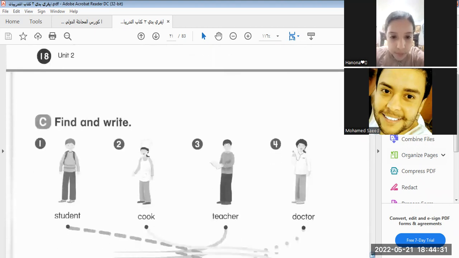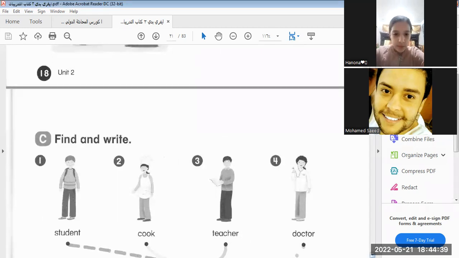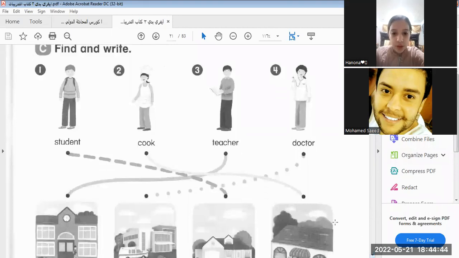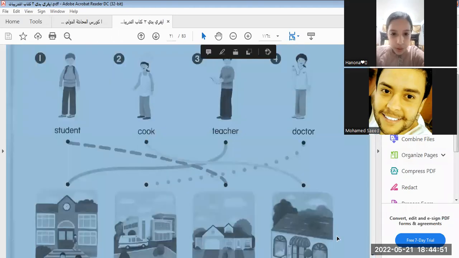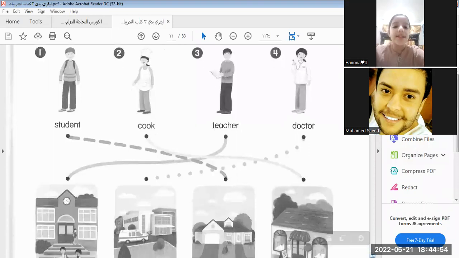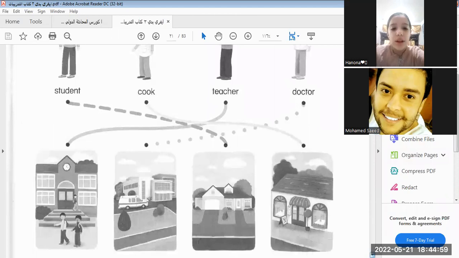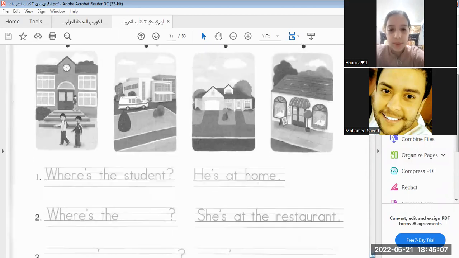Find and write. Number one, student. He is at school. Cook. He is at the restaurant. Number three, teacher. He is at school. Student, he is at home. Teacher, doctor. He is at the hospital. Amazing.